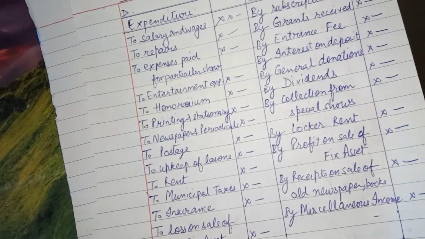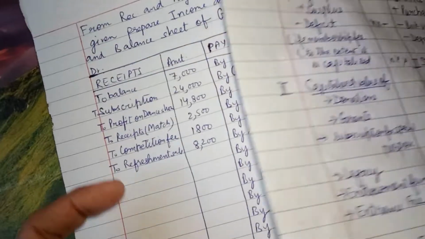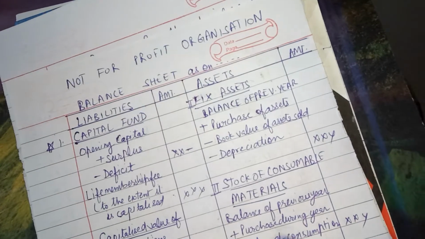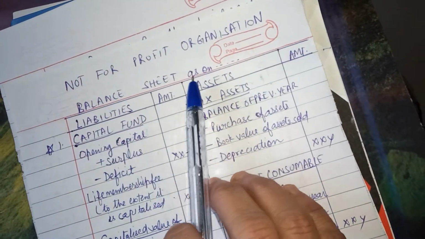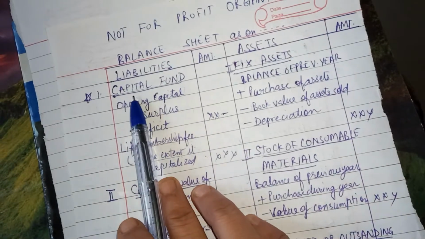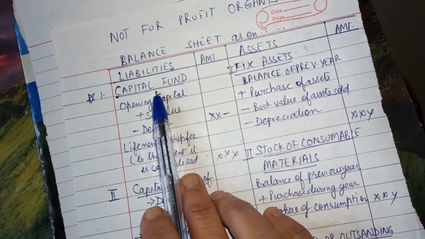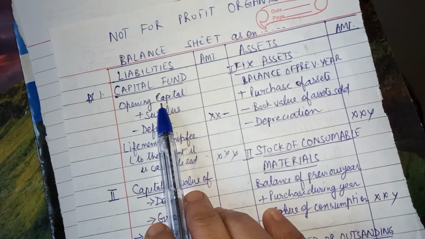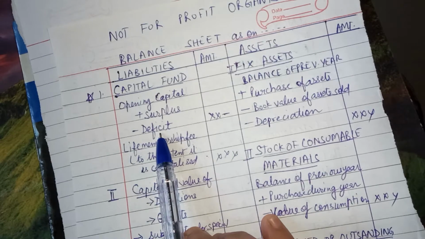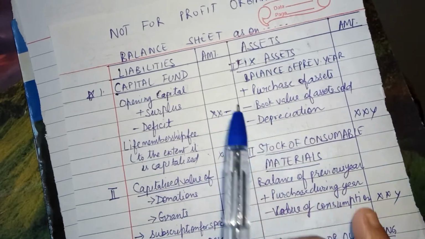Now, let us see the basic pro forma of a balance sheet. Here it is, the balance sheet as on a particular date. On the liability side, the first item that appears is the capital fund. We will have the opening balance, we add the surplus and deduct the deficit, so the remaining balance will be there.